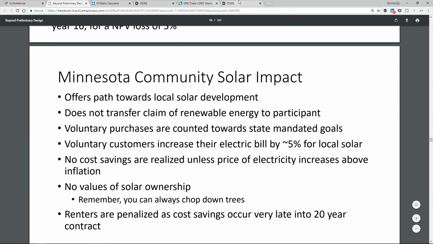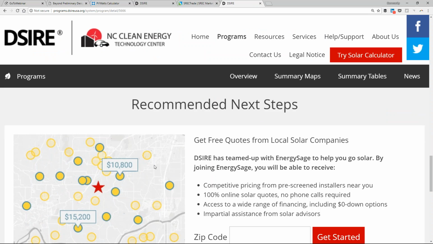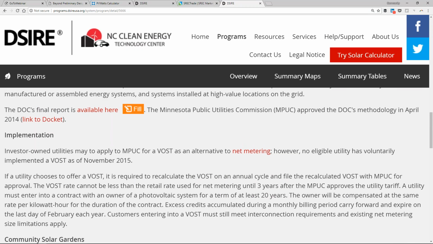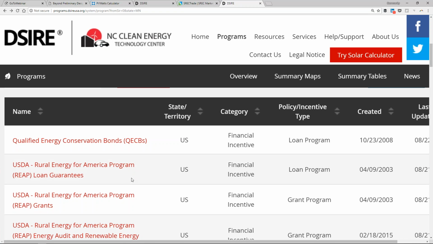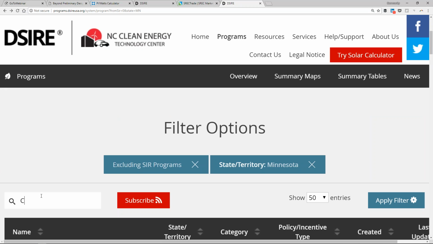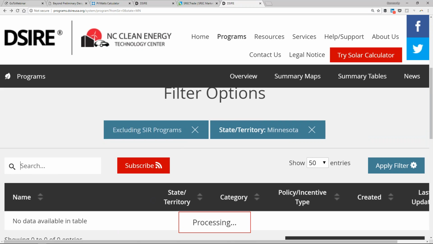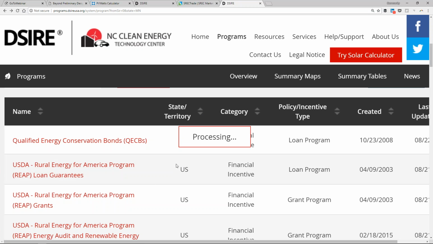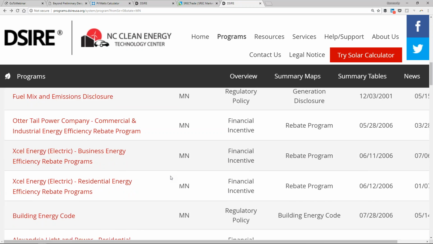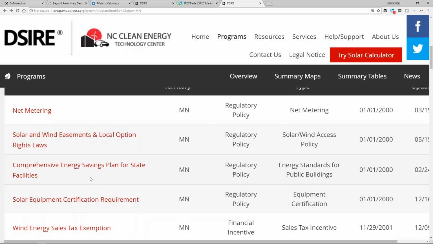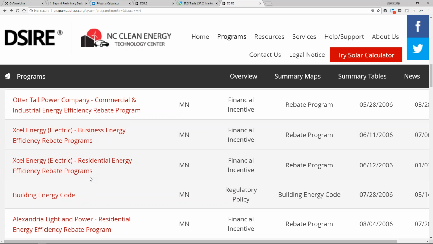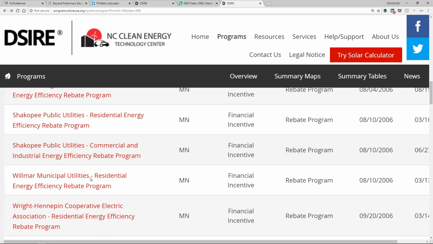So what's very interesting about Minnesota's program is they have kind of a path towards getting rid of net metering. They have a tariff that's available to get customers off net metering. And then looking at some of their other programs.